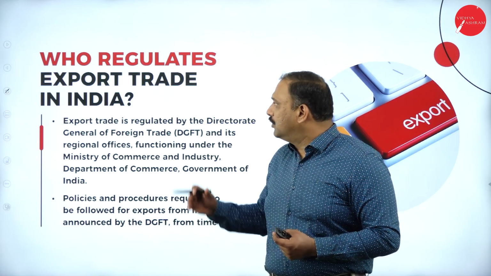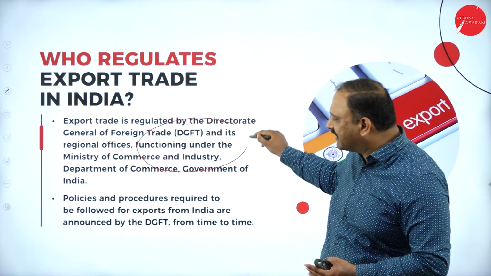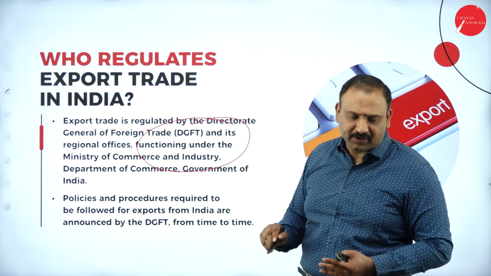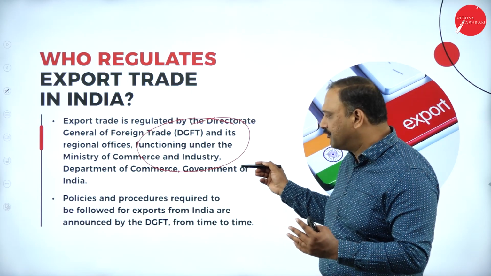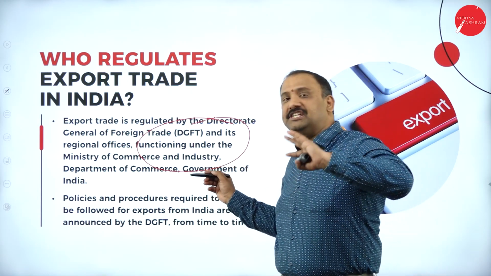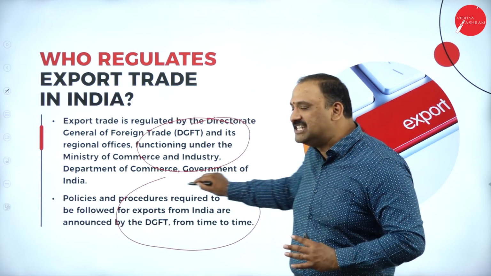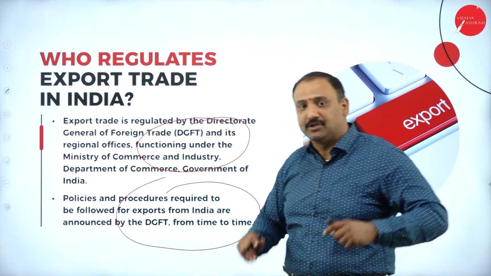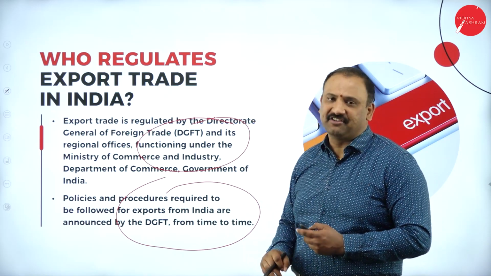Now, who regulates it? The Director General of Foreign Trade is the regulatory authority of the foreign trade business in India. It's located in Delhi. It's the control factor here. All the policies and procedures for foreign trade are given by the DGFT from time to time. So the Director General of Foreign Trade is the final authority when it comes to international trade.